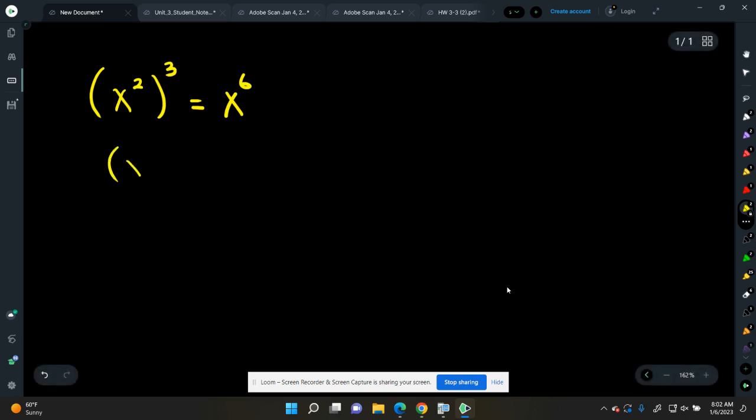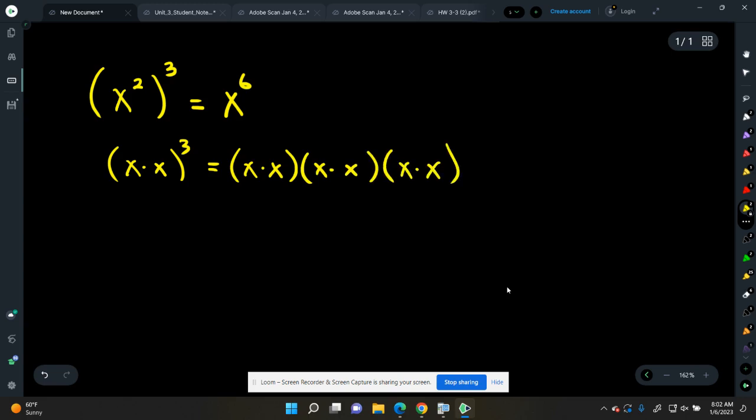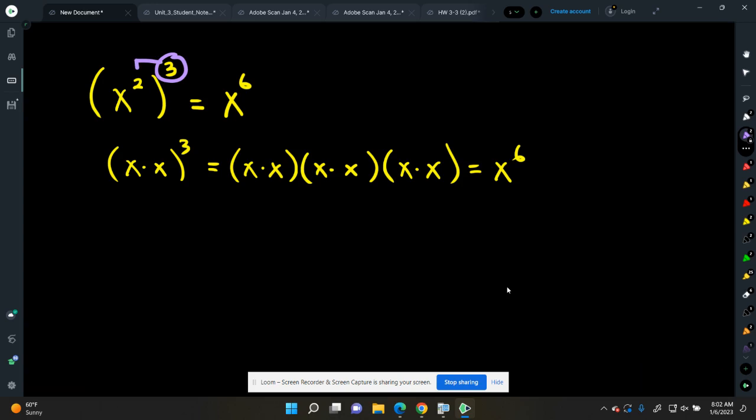Well, if you think about it, you have x times x to the third power. So that means we have x times x times x times x times x times x. How many times are we multiplying x times itself? 6 times. So that's x to the sixth. So the rule is, if you have an exponent outside the parenthesis, you multiply the exponent, okay?